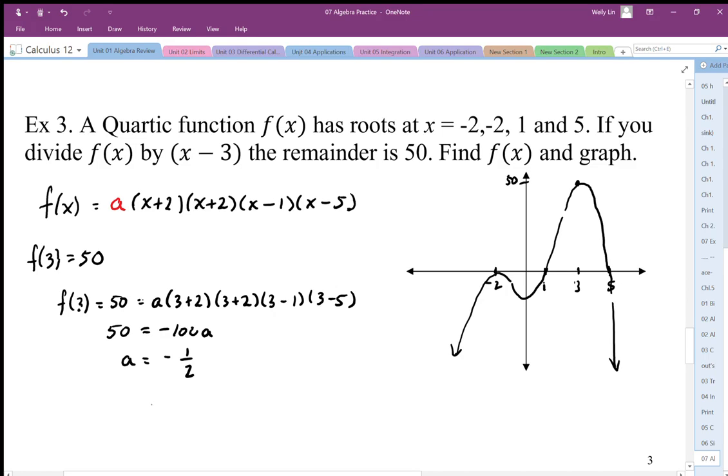And then my equation of this graph ends up being, I should write it in the f of x form. f of x is equal to -1/2 times (x plus 2) squared times (x minus 1) times (x minus 5). Okay, so there we go.